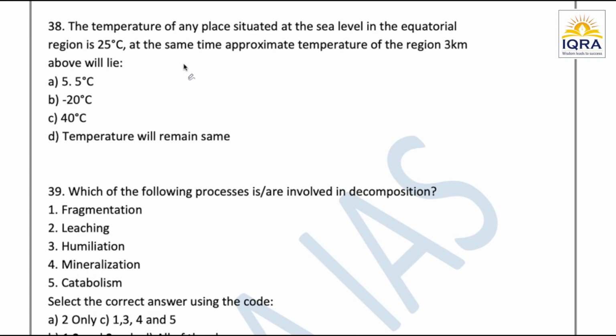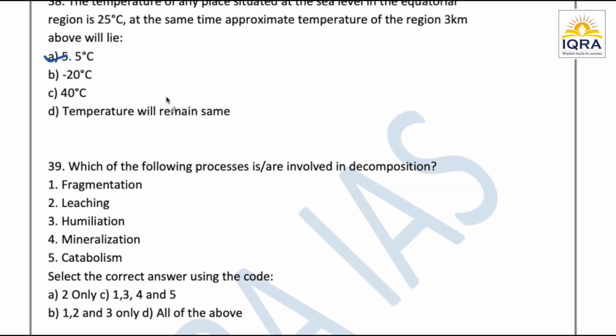Question number 38 says the temperature of any place situated at a sea level in the equatorial region is 25 degrees Celsius, and at the same time approximate temperature of the region 3 kilometers above will be. ठीक है, इसका answer would be 5.5 degrees Celsius, because temperature in the atmosphere decreases with the height at an average rate of 6.5 degree per kilometer. ठीक है, तो वो calculate करने के बाद it will come 5.5 degrees Celsius, right? Moving on to the next question, question number 39.